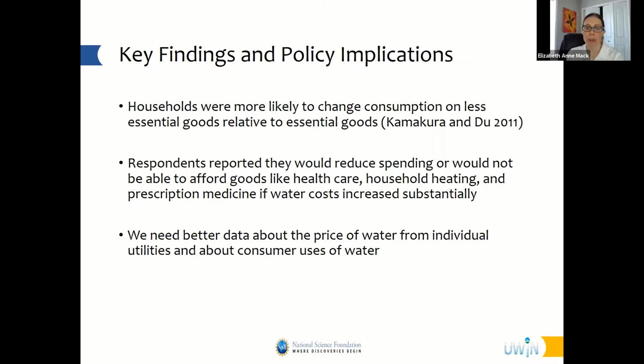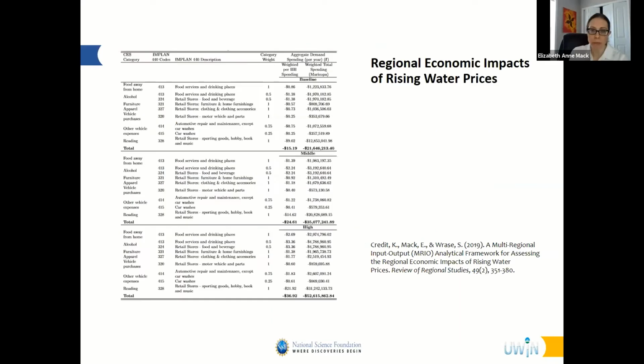Respondents did say, however, that if prices increased enough, they would reduce spending or not be able to afford important essential goods like healthcare, heating, and prescription medicine. So this is not a good sign. But this is a scenario-based approach, where we give people various scenarios of water price increases. It would be even better if we could get data on both the actual prices of water that these consumers were paying and also consumer uses of water. I'll talk about some policy implications of this Thrust work at the end of this presentation.